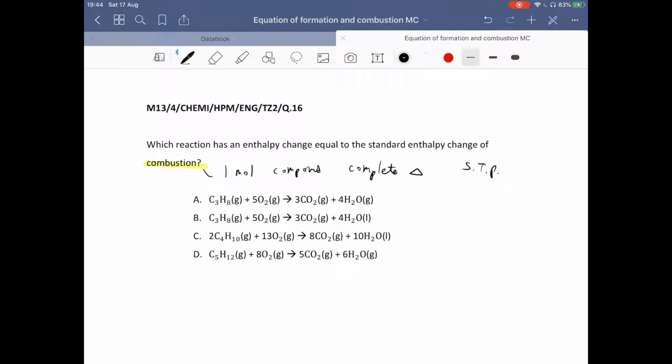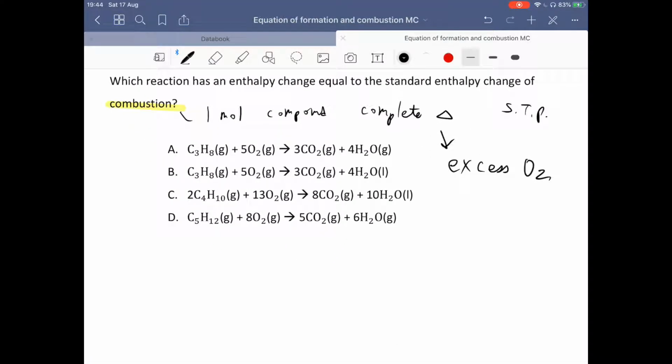So complete combustion means reacting with excess oxygen to form CO2 and H2O, excess oxygen forming CO2 and H2O, and under STP, standard temperature and pressure.